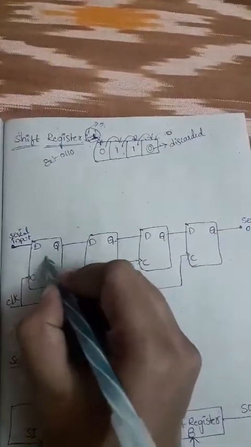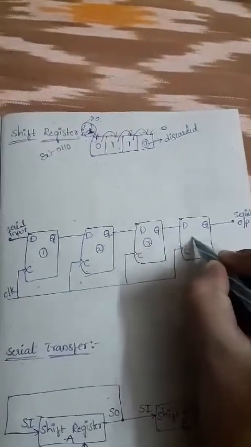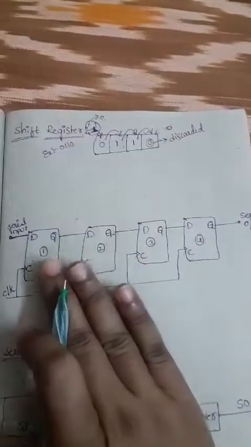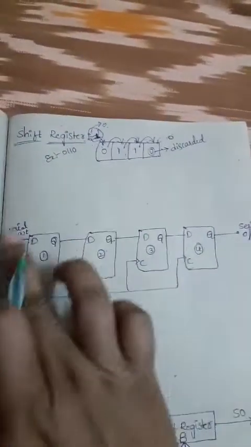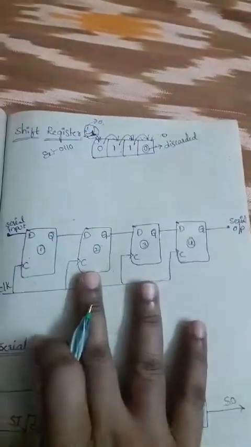Now I can give the numbers here: 1, 2, 3, and this is the 4. So we are taking a 4-bit shift register here. This is the circuit diagram for the shift register. Now we will see how to shift this information in the circuit diagram.